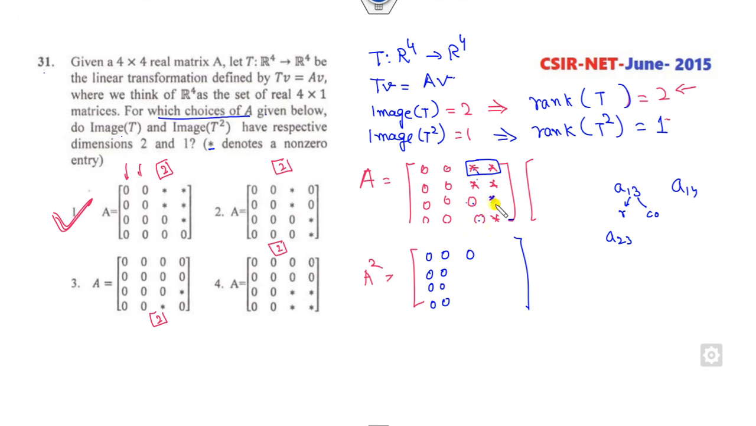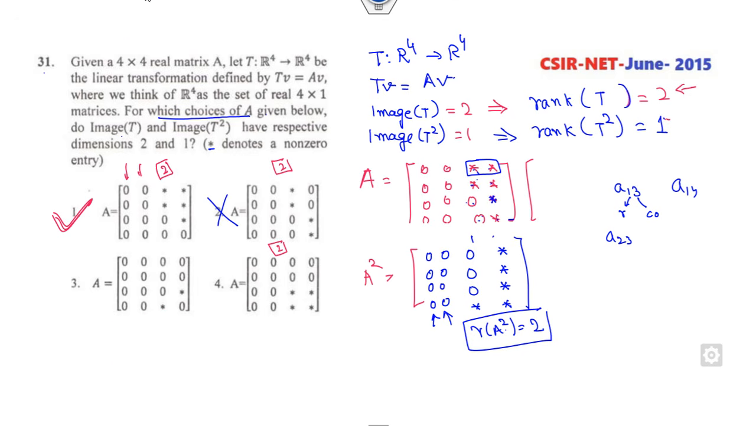Here, third and fourth is non-zero. Second, third and fourth is 0. This is non-zero, third and fourth 0. This is non-zero. Third and fourth, this is the last option. This value will be non-zero, this value will be non-zero. So what is the rank of this? There are two non-zero rows, so the rank will be 2, but we need 1. So this option is cancelled out.